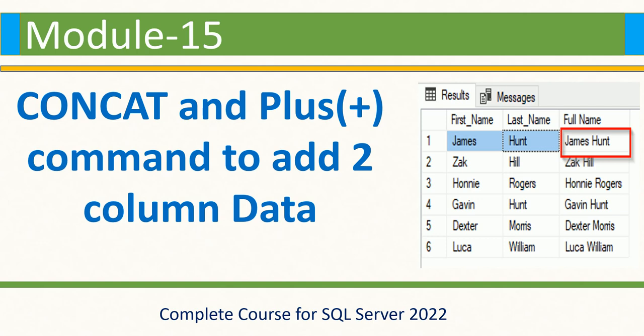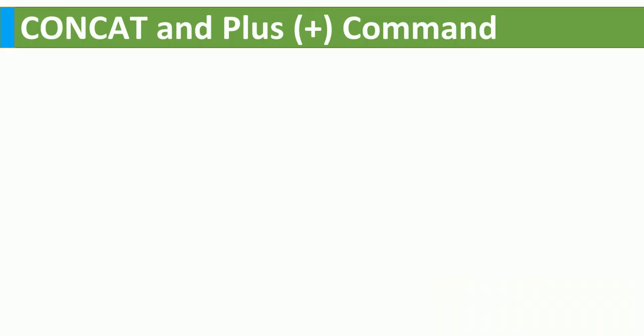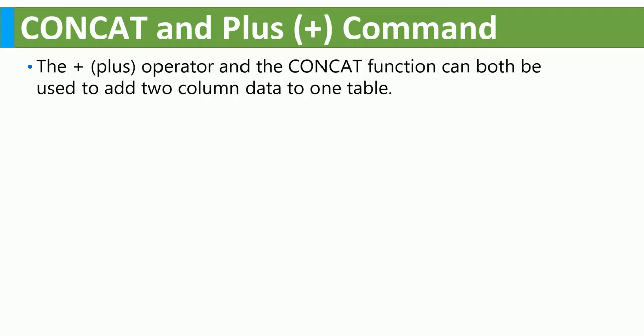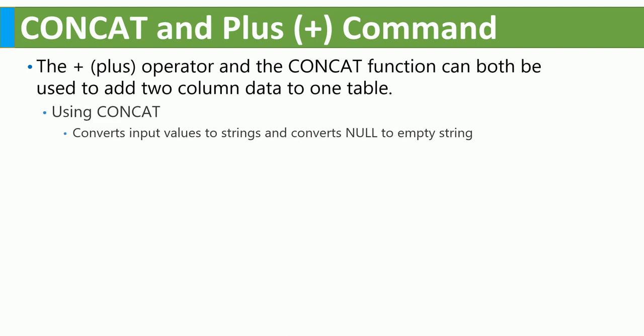Today we are going to learn about the concat and plus command to add two column data into a single column. So let's get started. The plus operator and the concat function can both be used to add the two column data into one column of the table.